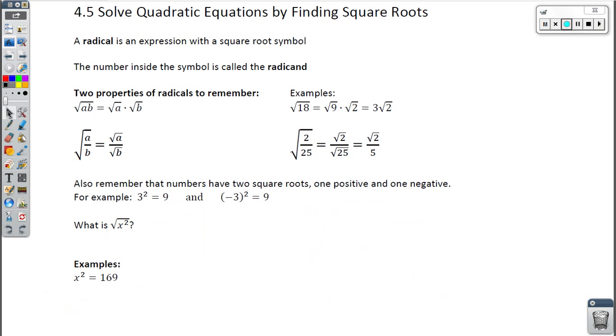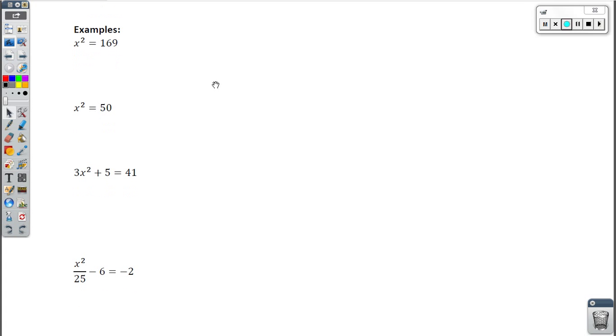So when we solve equations then, what we want to do is take the square root of both sides. If we're trying to get rid of x squared, we need to take the square root. So what that means is we have the absolute value of x on the left side, because the square root of x squared is going to be x, except we could have had a positive or a negative answer there. Then the principal square root of 169 is 13. So we get the absolute value of x equals 13.